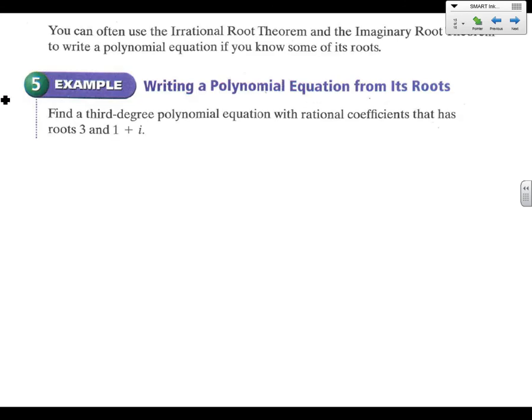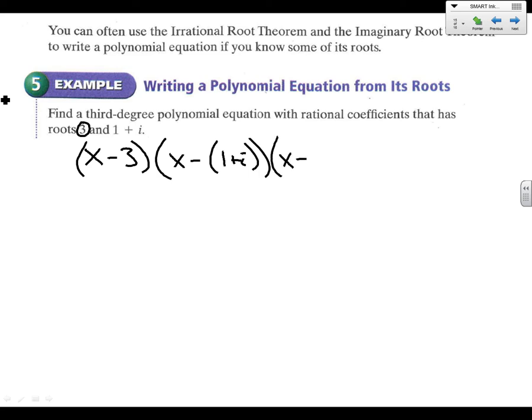All right, last example here. So we can put all of this together to solve when we have some irrational or imaginary roots. So find a third degree polynomial with rational coefficients that has roots of 3 and 1 plus i. All right, so we know that our factors are going to be x minus 3 because of the 3. And we also know we're going to have x minus 1 plus i, because it's always x minus the root, and x minus, which one is missing? Well, it's got to be 1 minus i.